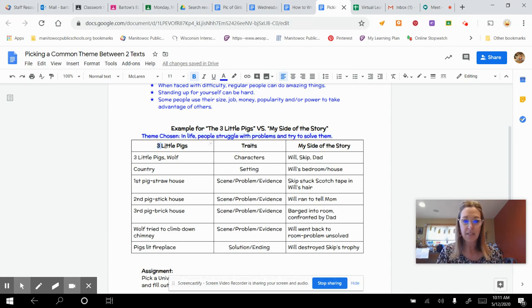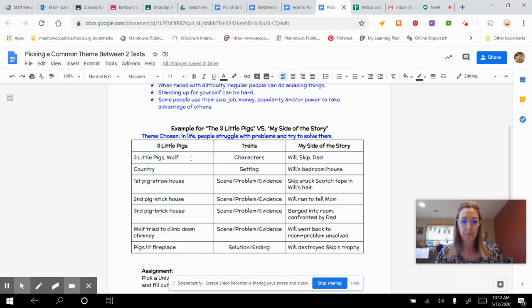If you notice, I typed in Three Little Pigs traits and my side of the story into my chart. In the middle are the things that are common for both stories. So both stories have characters. Both stories have a setting. And then here's where it's going to be up to you how you do this. Are you going to focus on a scene, a problem, or let's call it evidence? I'm trying to call it multiple things so that you understand that you can put whatever you need on each side that supports your theme that you chose. Okay, so on this side, Three Little Pigs.